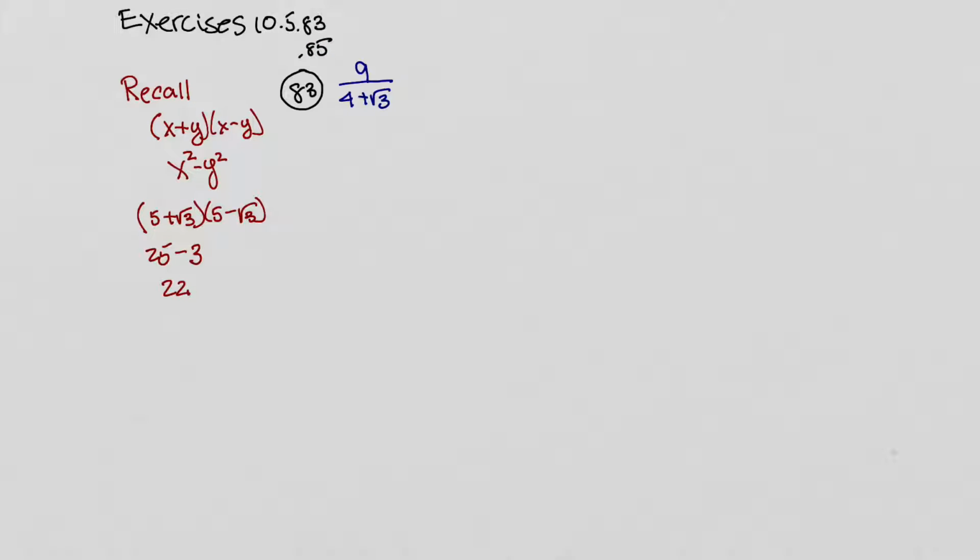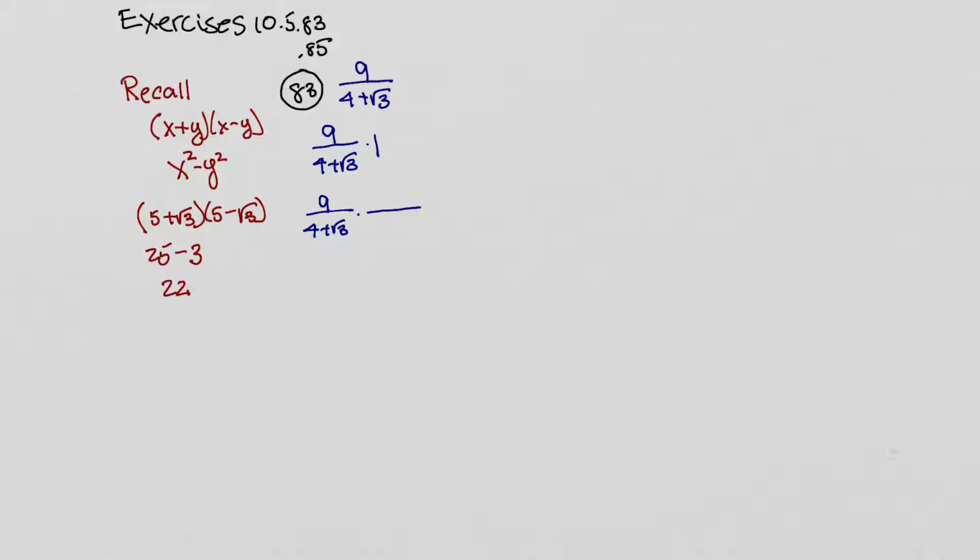So in 83, what we're going to do is we're going to multiply. Now I'm going to go through this whole thing again, but this is a step that you could skip. We're going to write this: 9 divided by 4 plus square root of 3. We're going to multiply by 1, but the one that we're going to pick is this: 9 over 4 plus square root of 3.